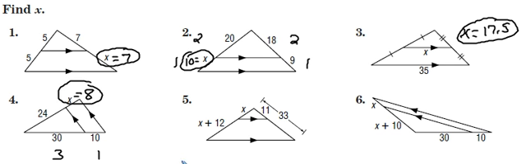Alright, for number 5, we have an unknown x here and an unknown x plus 12 on this side. This segment right here has a length of 11. This segment right here has a length of 22. So we have this ratio found of 1 to 2. Over here on the other side, that ratio is still going to be true.